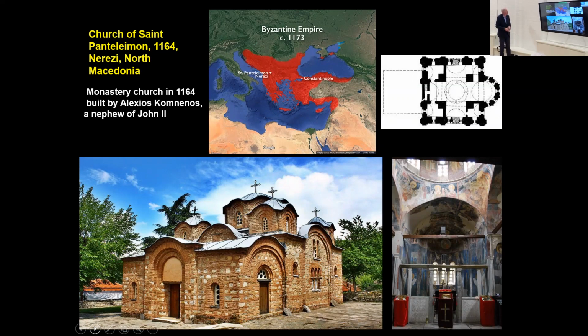Now, I'm going to finish with this church in North Macedonia. And I don't know how many have been to this, but this is the church of St. Panteleimon, who is the saint of healing and health, very important. And it's a monastery church, a small monastery church, outside the mainstream, but nevertheless, a church that was built by an emperor, Alexis Komnenos, a nephew of John II, not the emperor. Sorry, I said the emperor, but he wasn't the emperor. He was a prince.